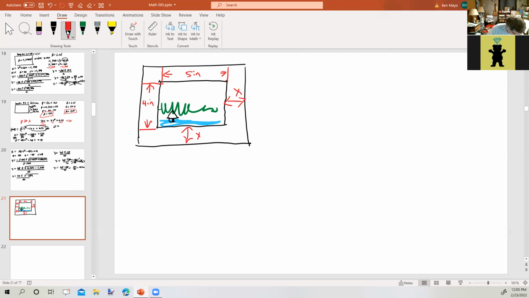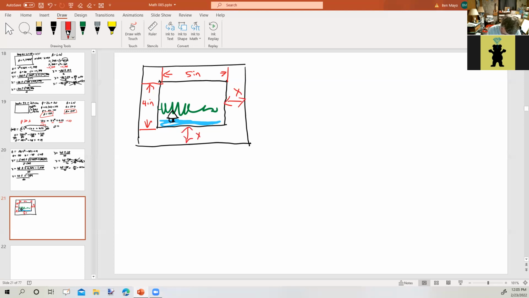All right. It says the matting around the picture has a uniform width. How wide is the matting? So we're trying to find X. If its area equals the area of the picture, round to the nearest hundredth of an inch. Okay.